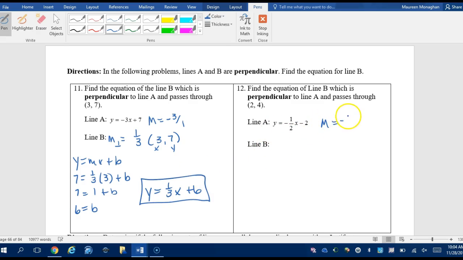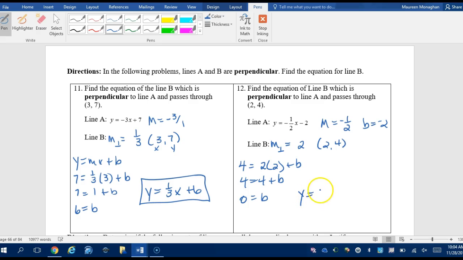Slope is negative 1/2. Y-intercept is negative 2. I didn't really need to do that. Perpendicular. Flip it. 2. Change the sign. Got it. The point is 2, 4. Substitute in. 4 equals 2 times 2 plus b, 4 equals 4 plus b, so b has to be nothing. So y equals 2x. All right.